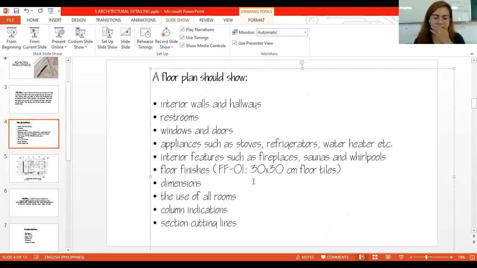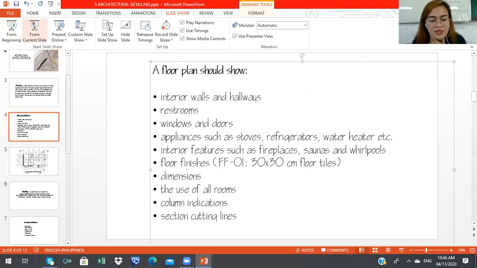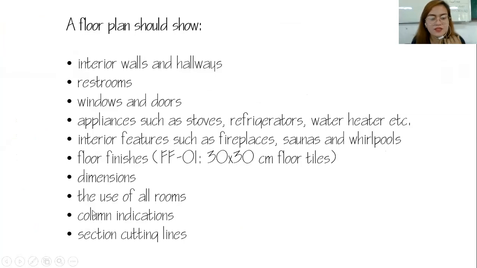Okay. So you also need to indicate the dimensions and the use of all rooms. This means indications like that room is a restroom and that room is a bedroom. So that is important. So indications. Column indications.